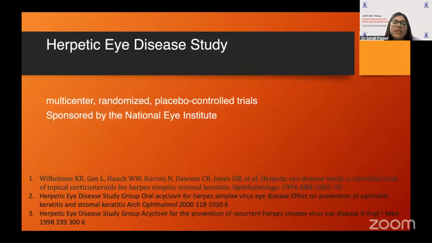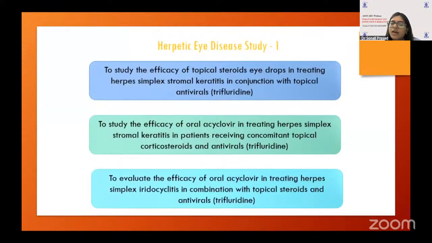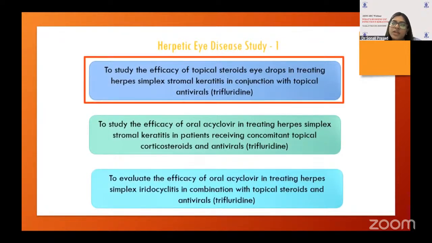Nowadays we are doing evidence-based treatment of these patients. The ground was laid by the Herpetic Eye Disease Study, which was a multi-centric study. The study was done to answer 6 important questions on which we treat patients of viral keratitis today. The first question it answered was whether topical steroids were efficacious in treating stromal keratitis along with topical antivirals.